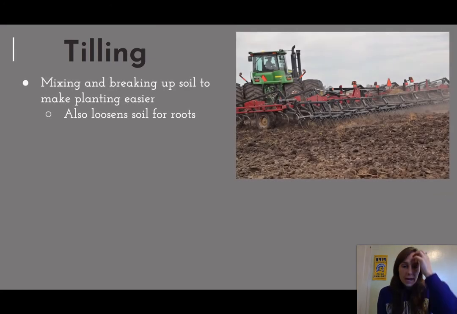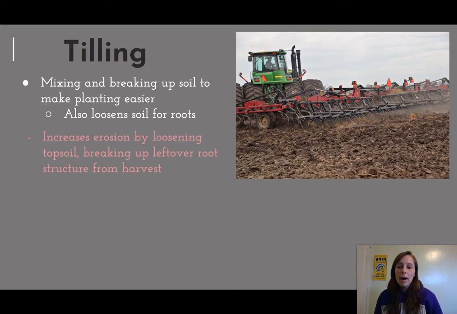So tilling is going to be the next thing. As you can see, this picture is an example, and this is where we're going to be using tractors ultimately to mix and break up soil to make planting easier. And this also is going to loosen the soil for the next group of plants as their roots are going down. So a problem with this is that it increases erosion by loosening the topsoil and breaking up leftover root structures from harvest. You can even see evidence of this erosion based on the fact that as they're going, they're kicking up a bunch of dust because this topsoil no longer has those roots actually holding it down.